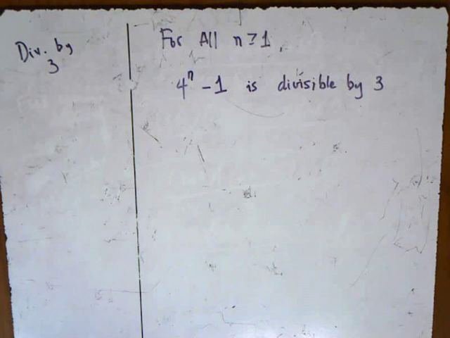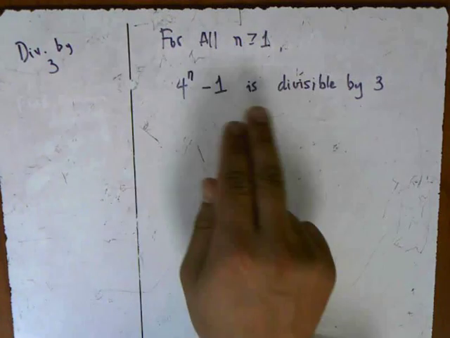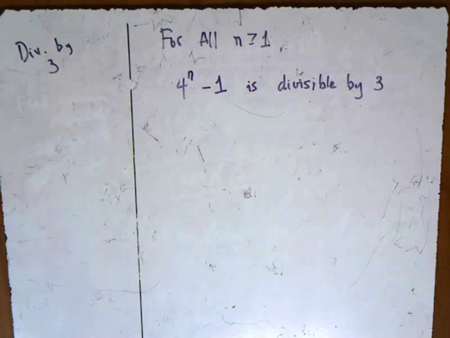So far, we've been using mathematical induction to prove things that have some sort of formula. Now we want to use it to prove something a little bit different. We want to prove that for all n greater than or equal to 1, the expression 4 to the n minus 1 is divisible by 3.